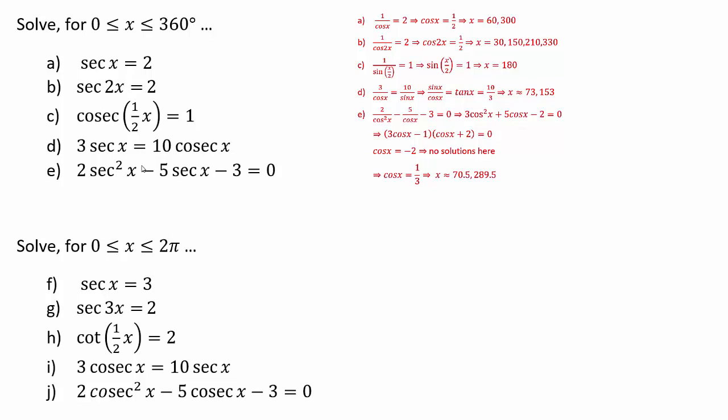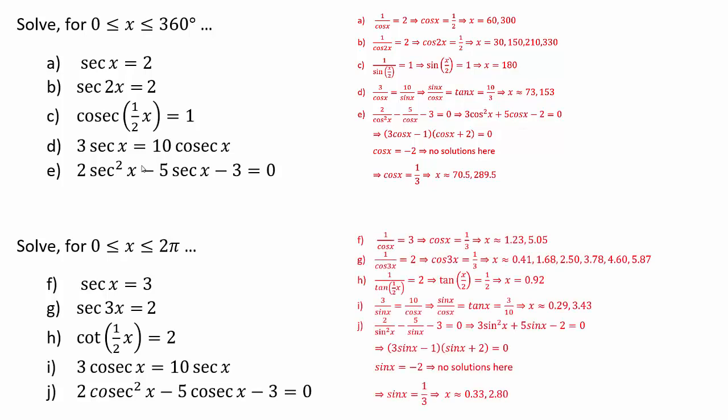So you have got some solutions from the other one. Cos x equals a third, so x is going to be 70.5 or 289.5. Your second set of answers are those ones there. I won't read them out to you. I'll just let you pause the video and look at them yourselves.